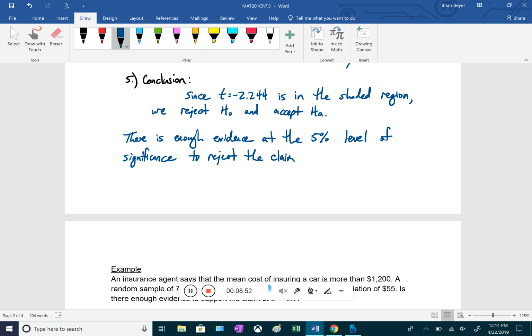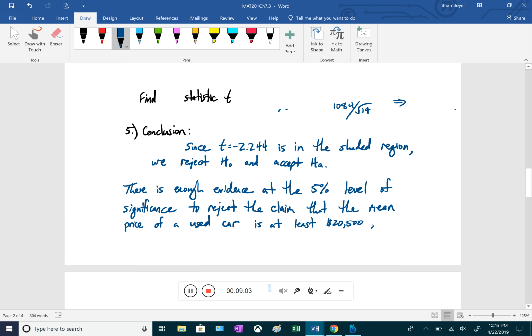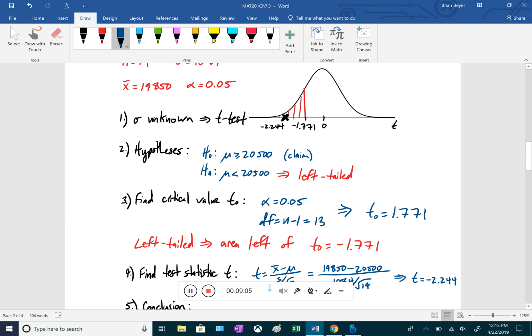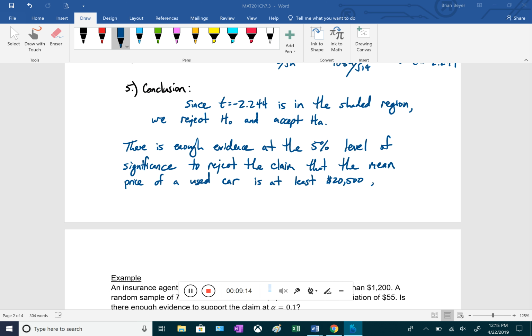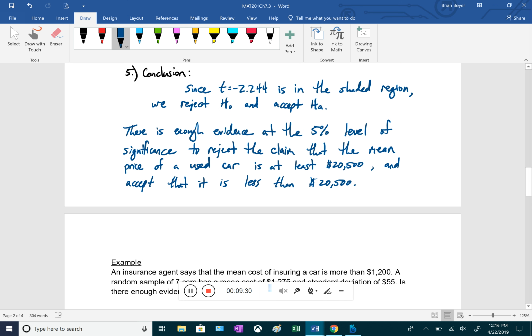The claim was that the mean price of a used car is at least $20,500. And we're accepting the alternative. The alternative said that mu is less than 20,500. So that means we're going to accept that it's less than $20,500. Okay, so we concluded that the claim at the 5% level of significance, so that's just our alpha, we could reject that claim and accept the alternative. Okay, so that was a left tail.